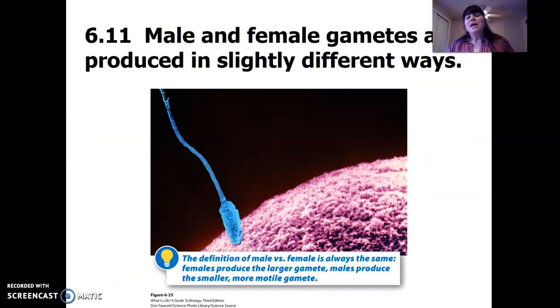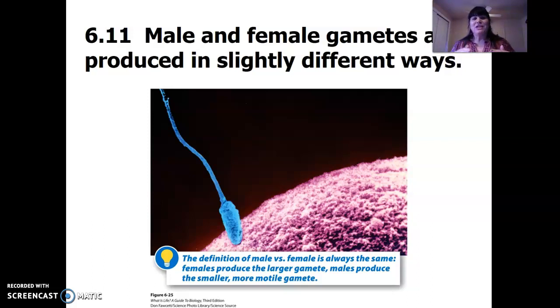All right. In reality, the way male and female gametes separate is a little different. Again, this is a real picture of an egg and a sperm. And the definition of male, the definition of female. Now, people, we're not talking about gender, we're talking about sex. Males make sperm, females make eggs.